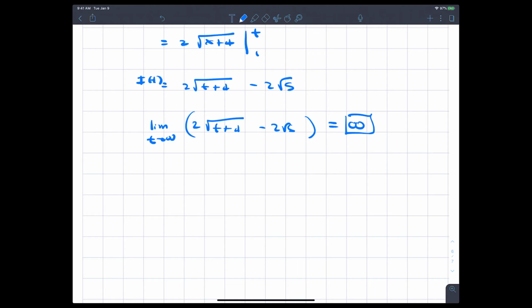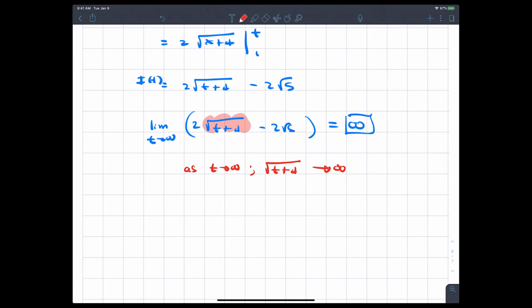Okay. And it's infinity because as t gets big, really the square root of t plus 4 gets big. So this portion here is what we focus on, and it's a square root, and so that's going to make our limit get big, to infinity and beyond, right? Even though there's no such thing as beyond infinity. Okay. That's a pretty good example.